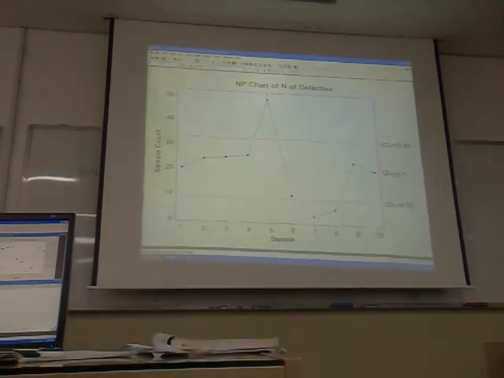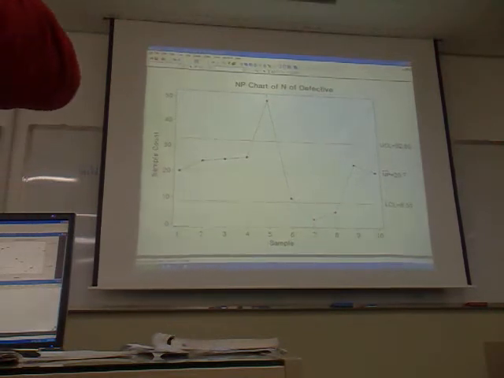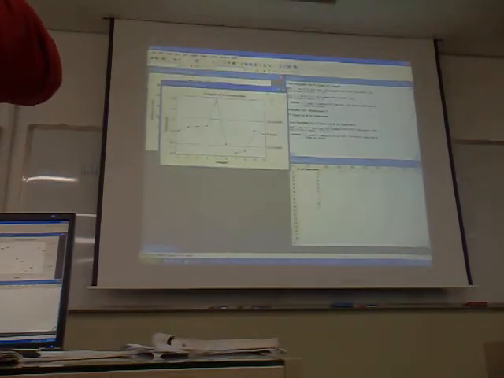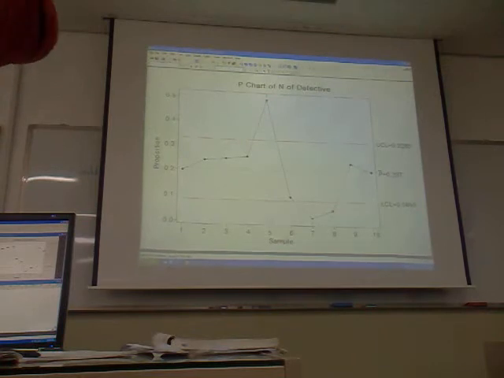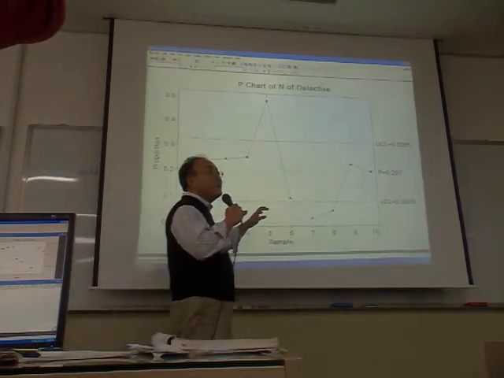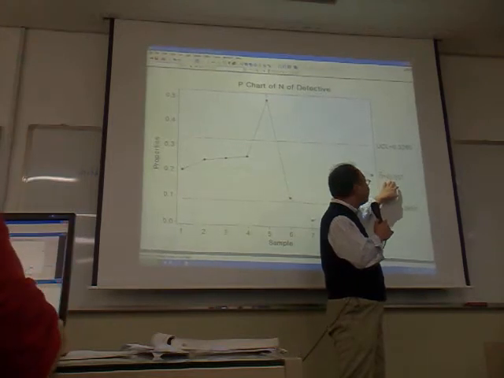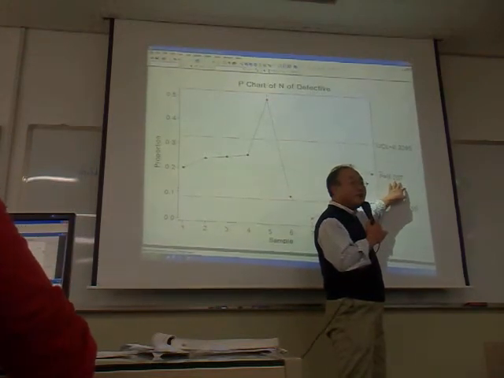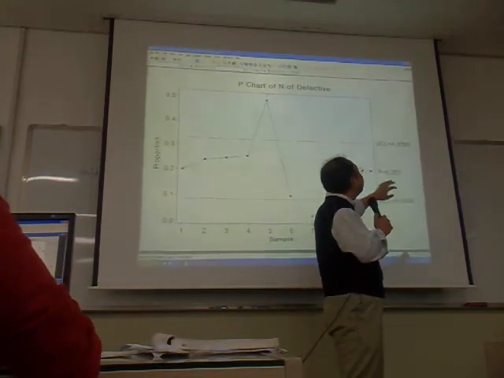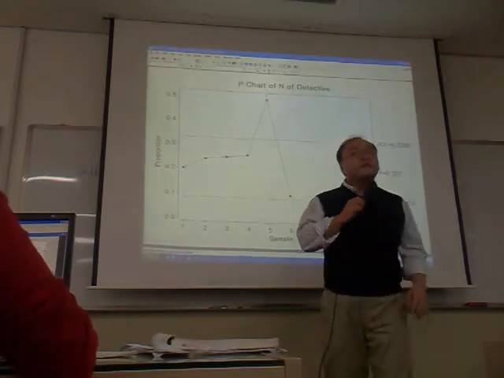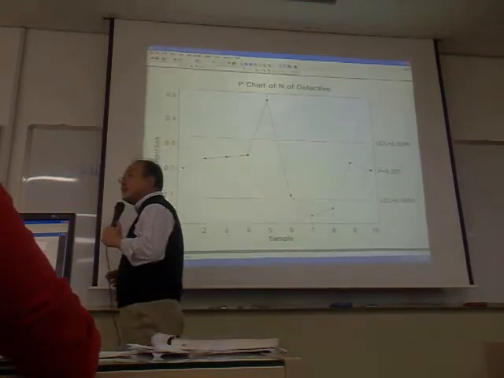But in the P chart, the mean of probability of defective is 20%, 20.7%. You can also know the upper and the lower.